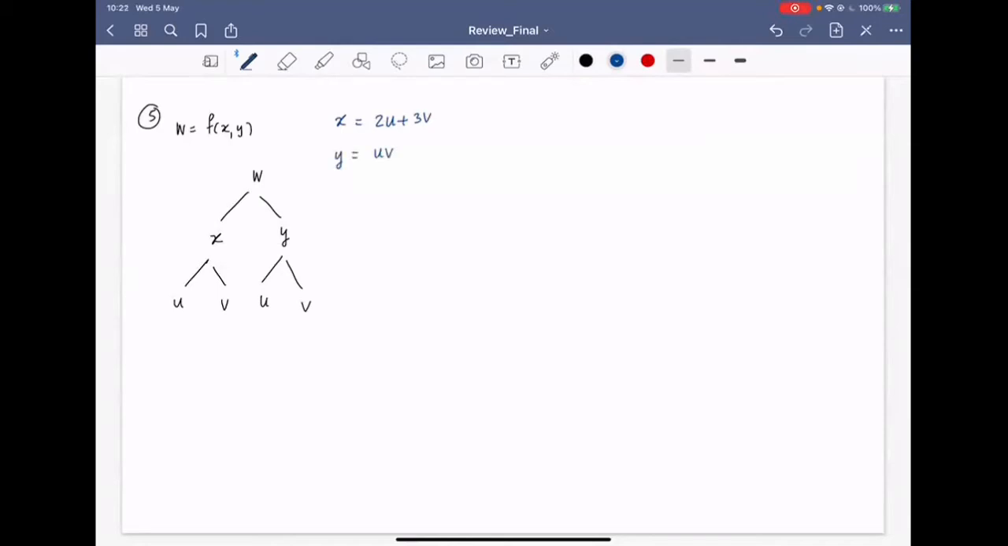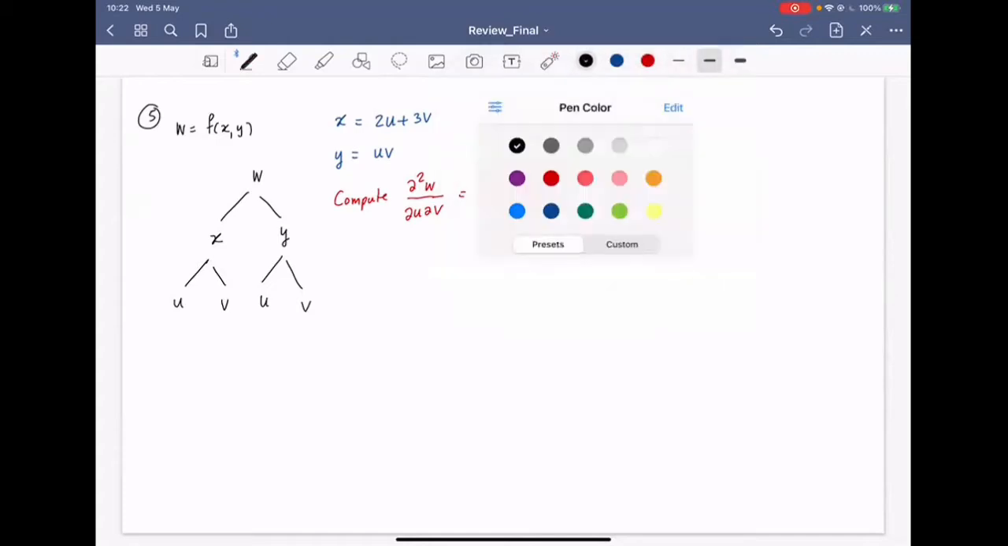The first thing we're going to do: the question asks us to differentiate 2 times, with respect to v first and then with respect to u after. That means you have to differentiate w with respect to v first and then differentiate with respect to u after. This is the meaning of that notation. So we're going to find the first thing here, differentiating w with respect to v.